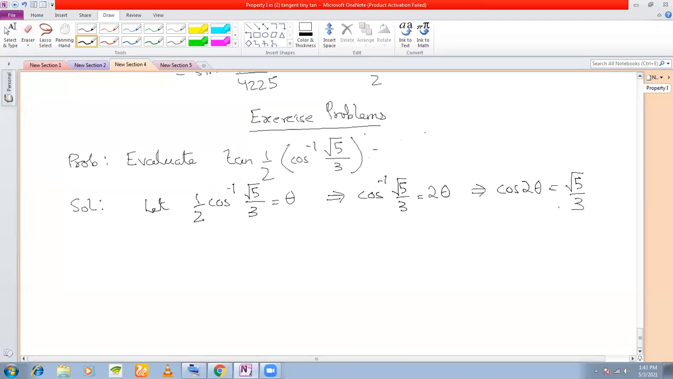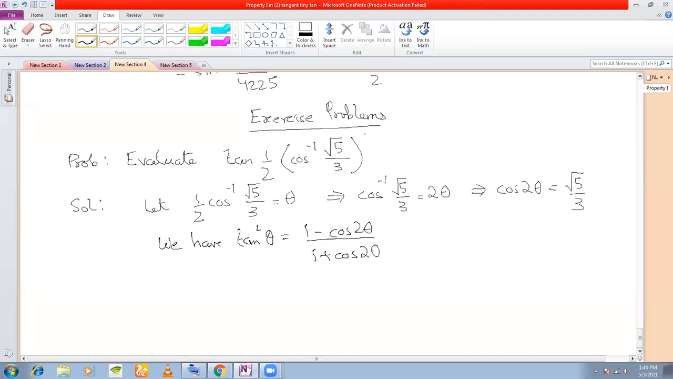Now what you see here is that, as I told you, this has to be expressed in terms of tan inverse, right? Now see, I have got cos 2 theta. Now this cos 2 theta I want to express in terms of tan. So what is the formula for cos in terms of tan? You know this formula, tan square theta is equal to 1 minus cos 2 theta by 1 plus cos 2 theta, right?